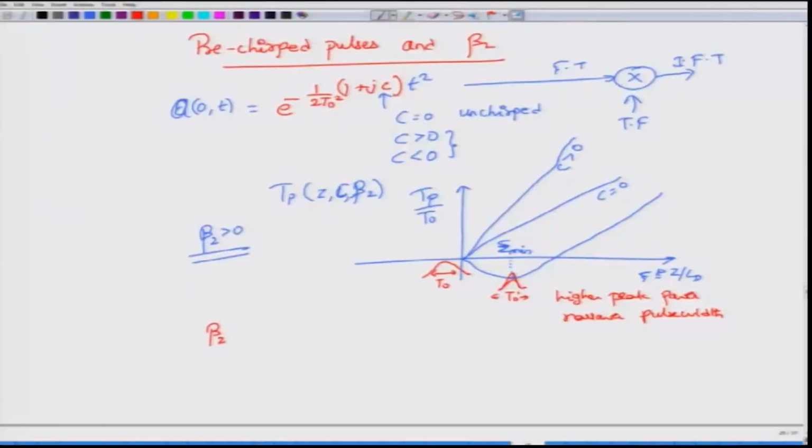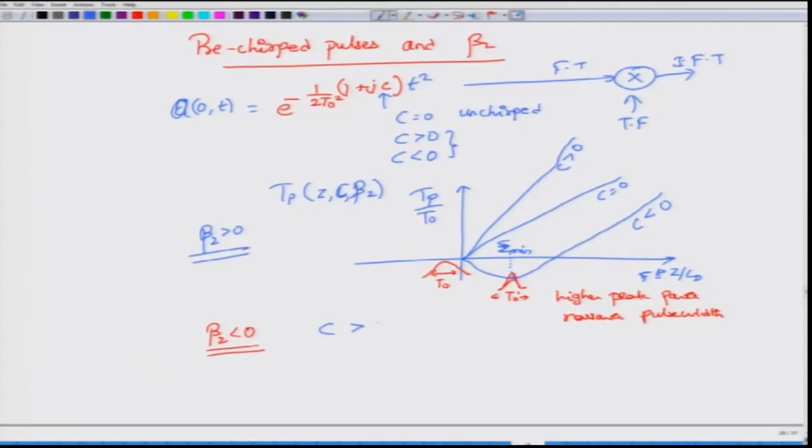So, all you have to do is to either pre-chirp the pulse and then pass it through a fiber or any other material whose beta 2 is positive. Alternatively, the same conditions will hold when beta 2 is less than 0, but this time you change the sign of C. So, earlier you had beta 2 positive and you started seeing this pulse compression when C was less than 0, but now when beta 2 is negative, that is, you are working with a fiber whose dispersion regime is the anomalous dispersion regime, then you just make C positive.